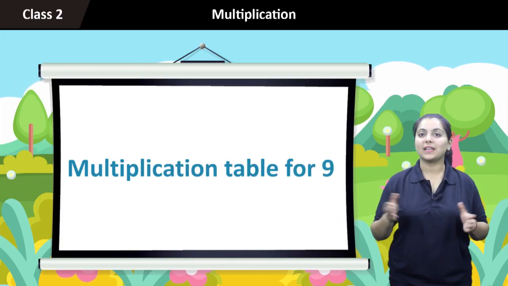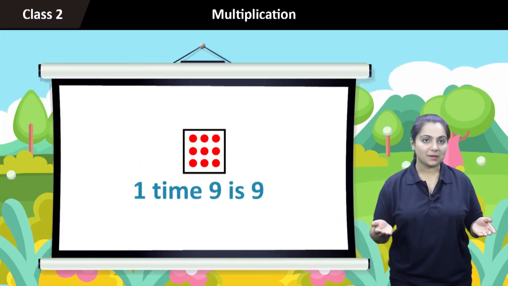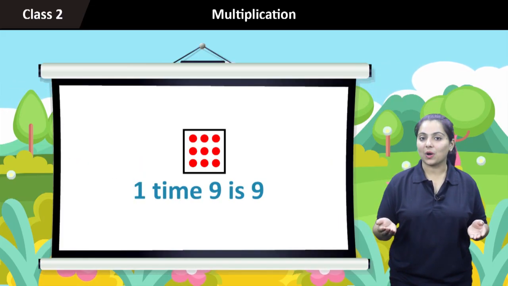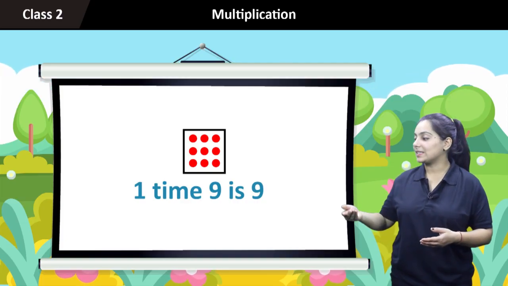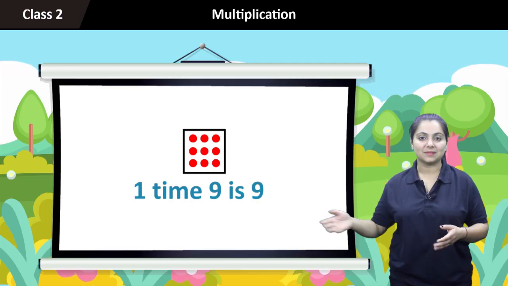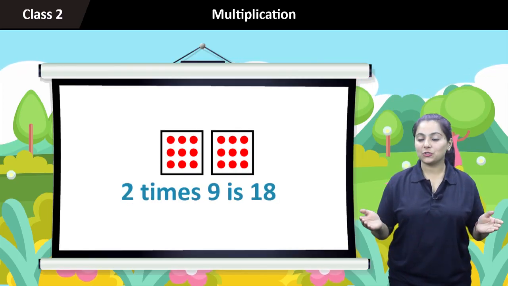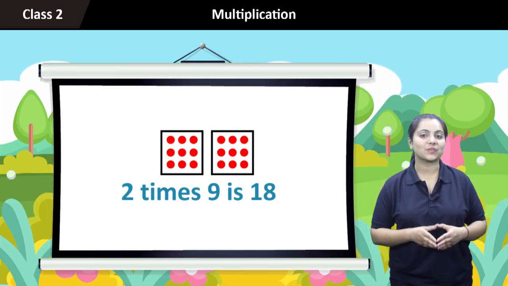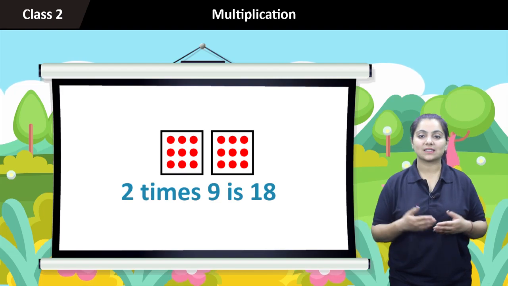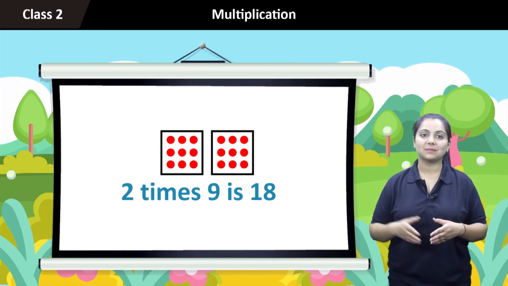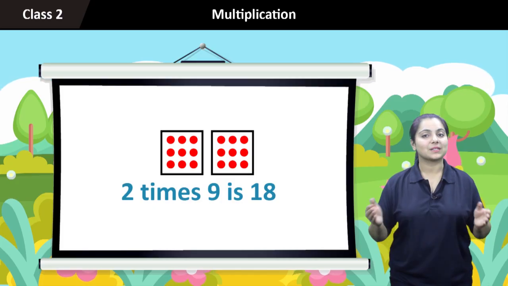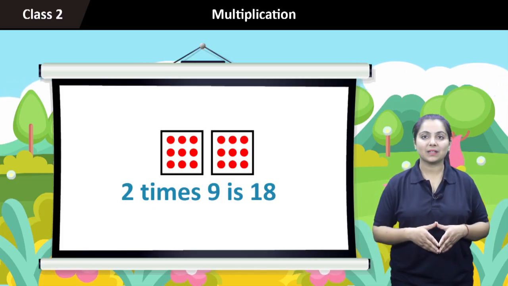Multiplication table for 9. There is one box and in this box we are having 9 dots. That means 1 times 9 is 9. Now there are 2 boxes and in each box we are having 9 dots. That means 2 times 9 is 18. Now so on. Let's recite the table.